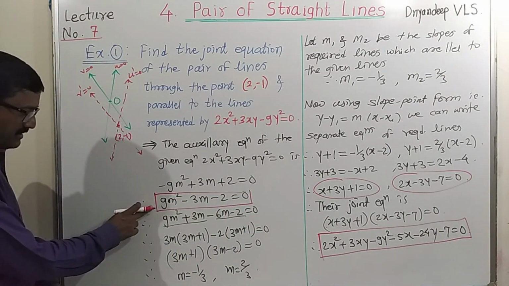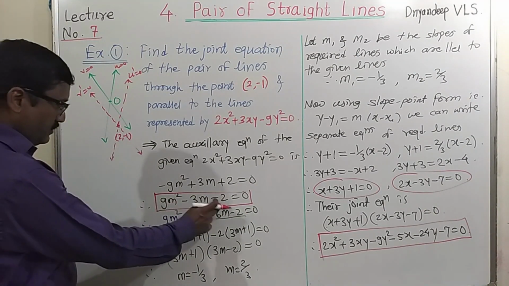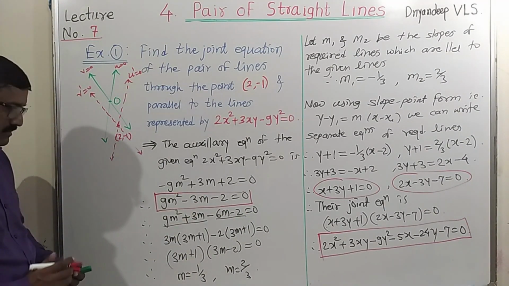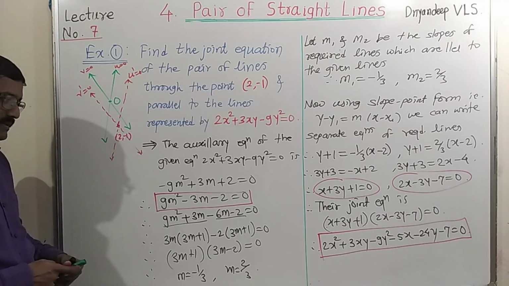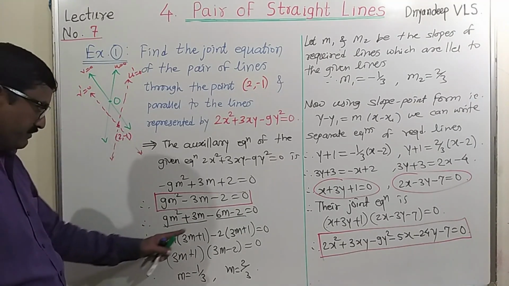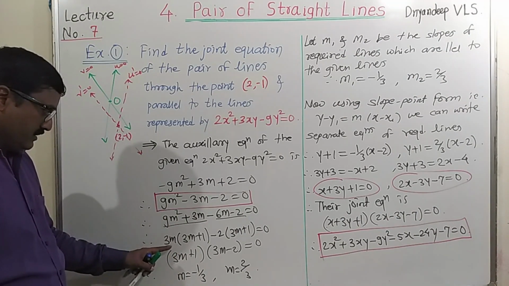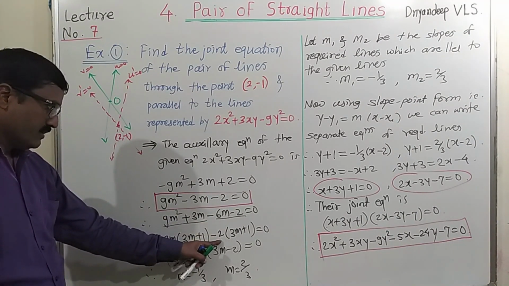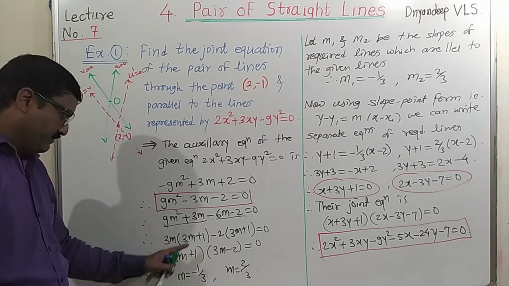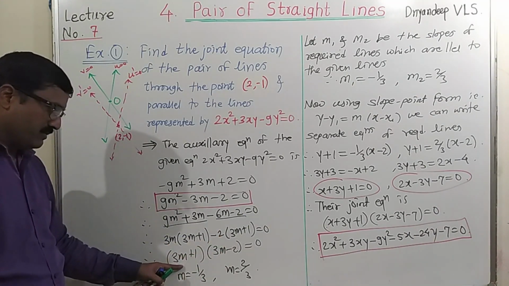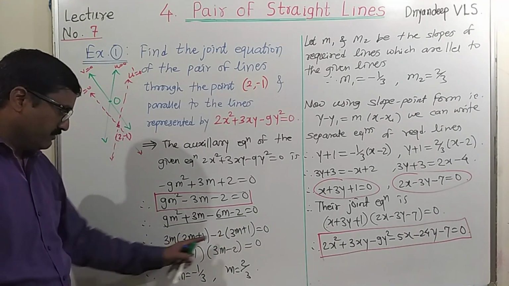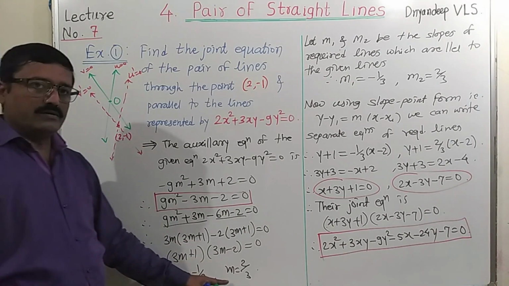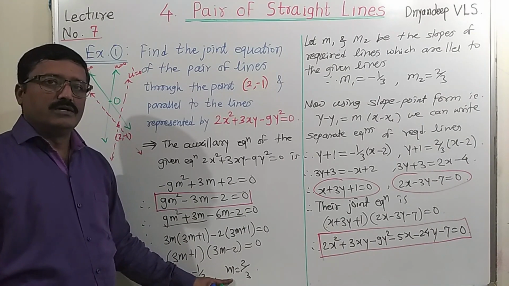Then find the factors of this. As this is 9 times 2, 18, so you get 3 and -6, which gives us sum -3m and product -18m². So this will give, taking common 3m here, and taking common -2 here, then we get in bracket (3m + 1), which is one common factor, and another factor will be (3m - 2). This will give us m = -1/3, and this will give m = 2/3.